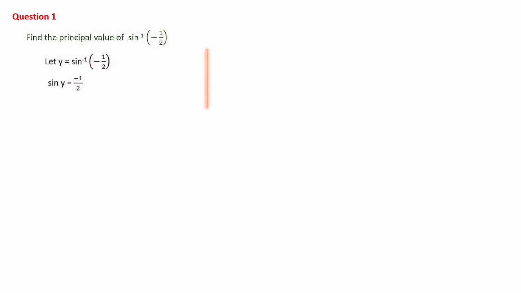A bit of rough calculation. We have already learned in the smaller classes that for a particular angle, the sine of that angle is 1 by 2, excluding this minus sign. Okay, 1 by 2. So previously we have learned sine 30 is equal to 1 by 2. For a 30-degree angle, the sine value is 1 by 2.